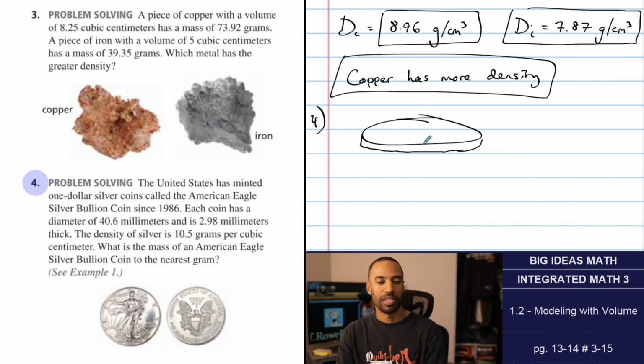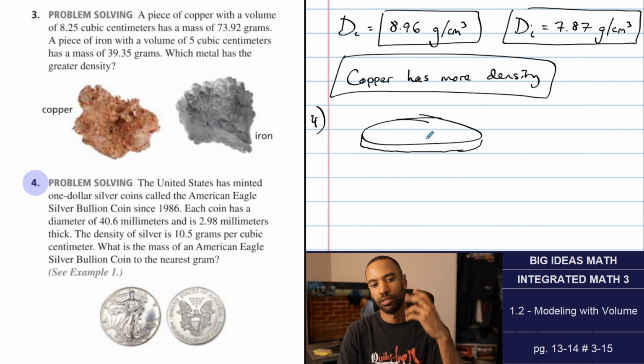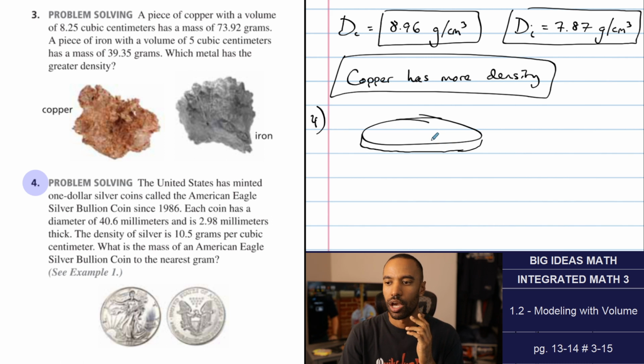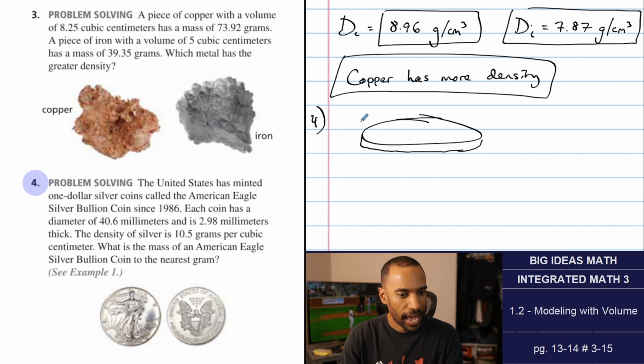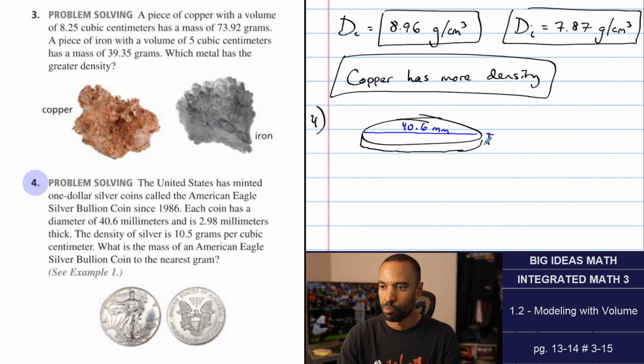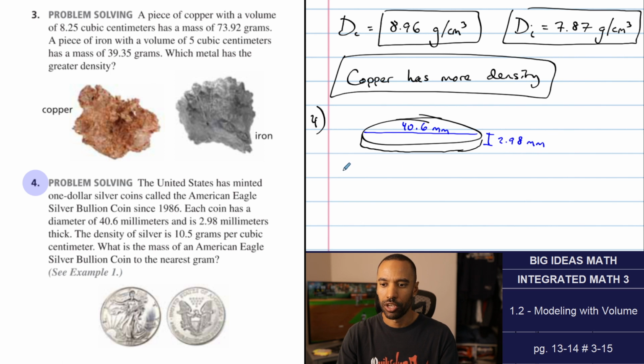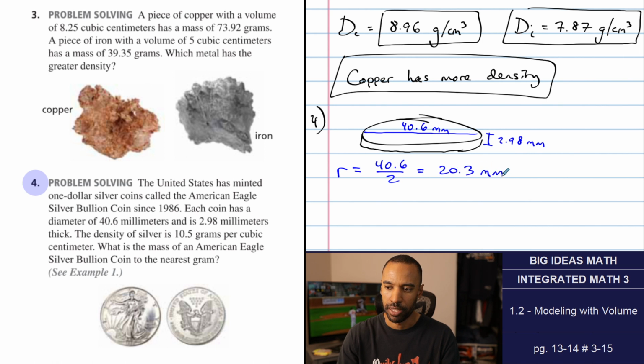The density of silver is 10.5 grams per cubic centimeter. What is the mass of an American Eagle Silver Bullion to the nearest gram? So we've got to figure out this volume. We have a 40.6 millimeter diameter, and the thickness is 2.98 millimeters. So for the volume, we need to find the radius. The radius is 40.6 over 2, which is 20.3 millimeters.